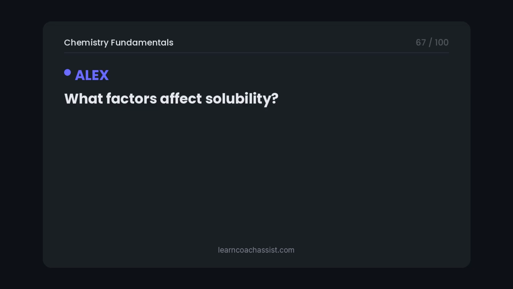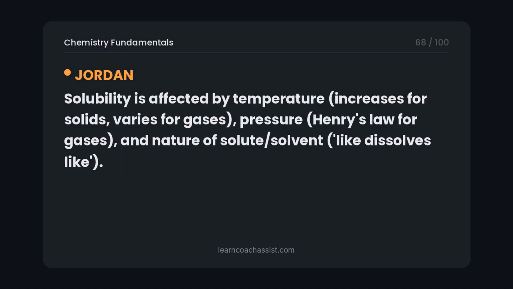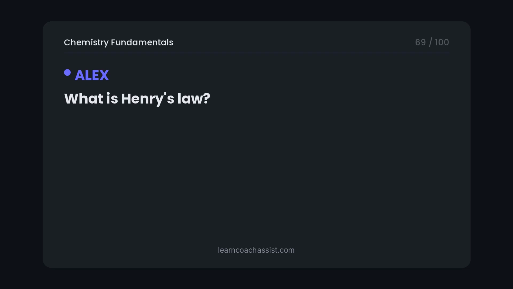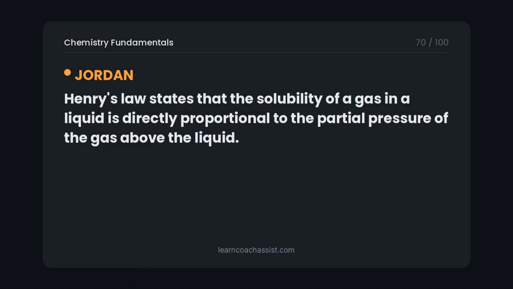What factors affect solubility? Solubility is affected by temperature, which increases for solids and varies for gases, pressure, Henry's law for gases, and nature of solute/solvent, like dissolves like. What is Henry's law? Henry's law states that the solubility of a gas in a liquid is directly proportional to the partial pressure of the gas above the liquid.